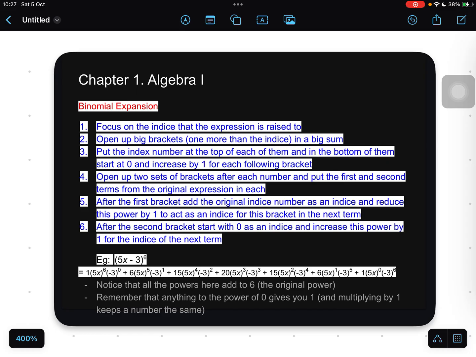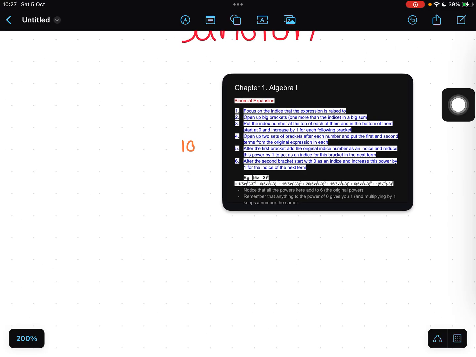In the first bracket, I'm going to use the first term from the expression that was within the bracket. And in the second bracket, I'm going to look at the second term that was within the bracket. Then I'm going to add powers in. After the first term's bracket, I'm adding the original indice number and then reducing by 1 all the way to 0. And after the second term's bracket, I'll start at 0 and work my way up to whatever the original number was, so 10 in this case. Then we just go through it and simplify it where possible.